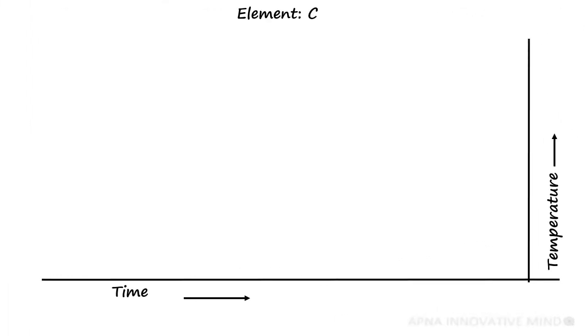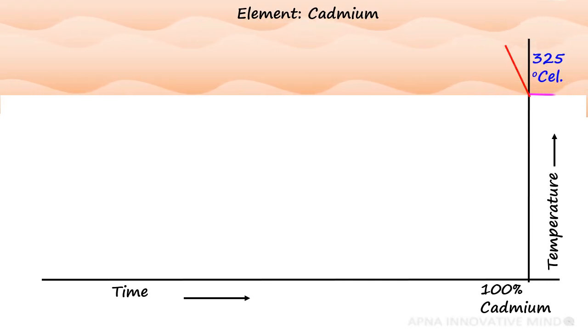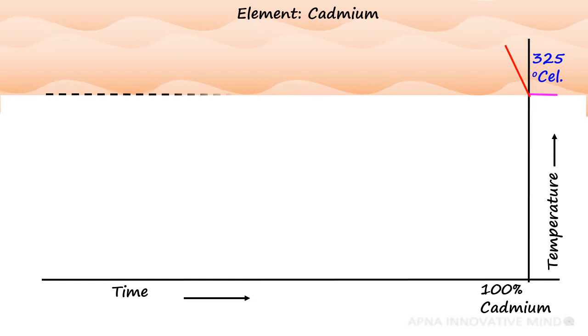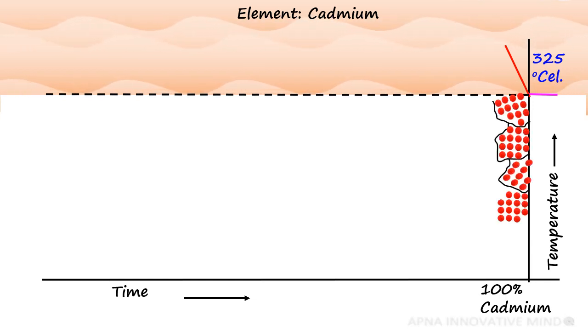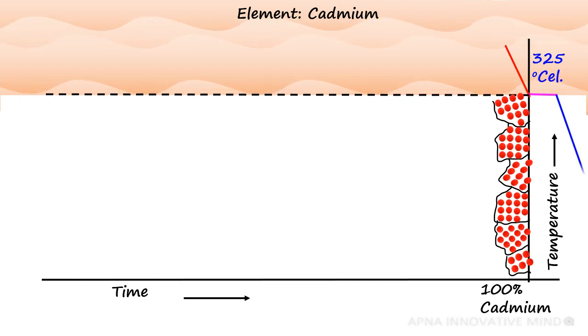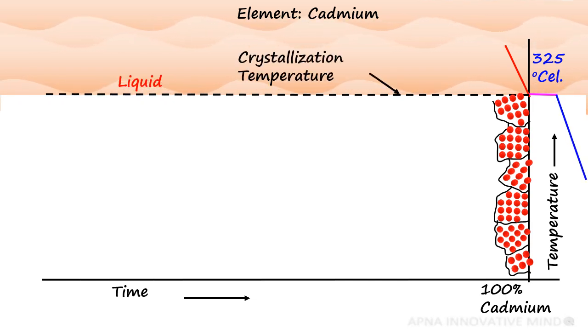When cadmium is heated to liquid phase, then on cooling, temperature of metal drops up to 325 degrees Celsius. Temperature remains constant till complete metal is solidified. Again temperature drops and metal cools. Here we have liquid phase above crystallization temperature and solid phase below it.